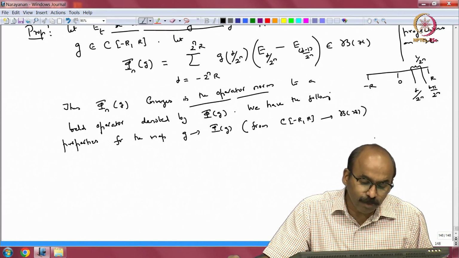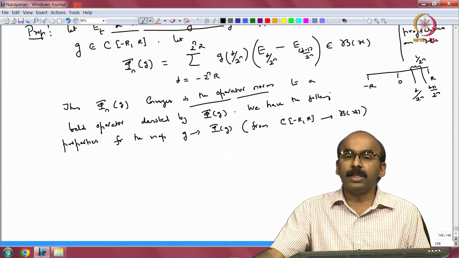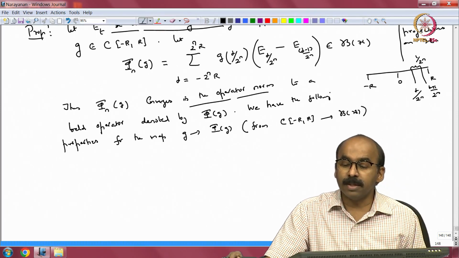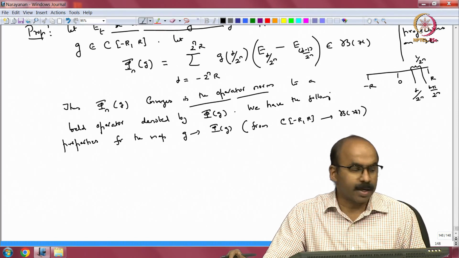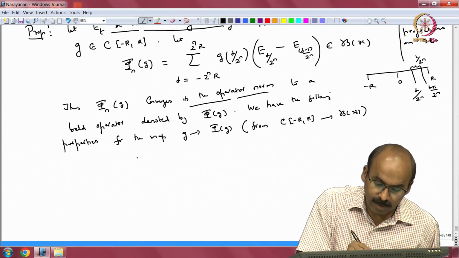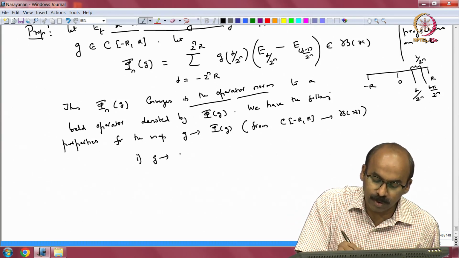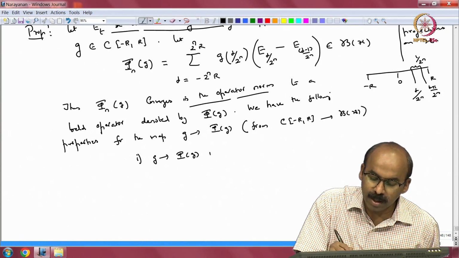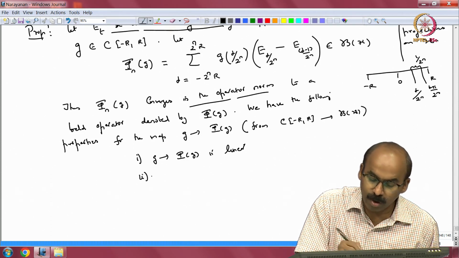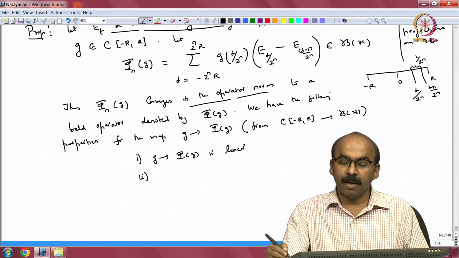So, we have the following properties for the map g going to phi of g, from continuous functions on minus r to r to bounded operators on H. So, what are the properties? Let us say one, g going to phi of g is linear. That is a trivial thing always.